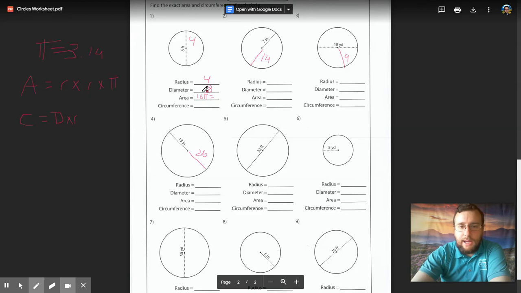So now when you do that with the 16, you will get about 50 for the area of this. It will be 50 feet squared since the area is a two-dimensional thing.